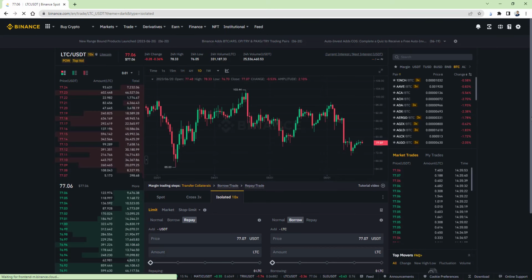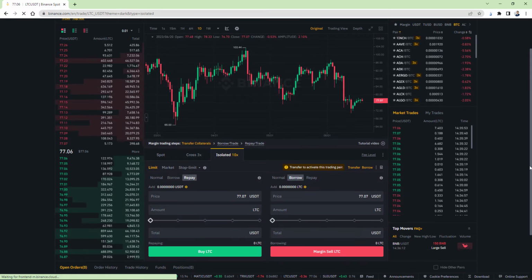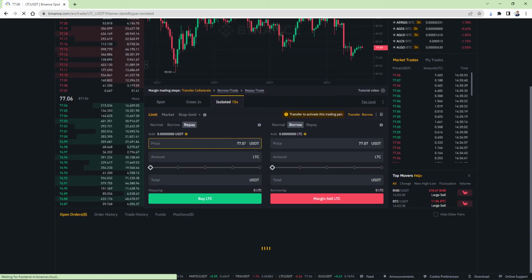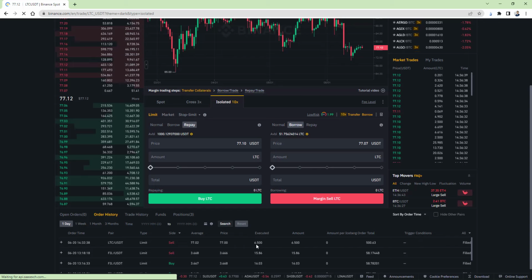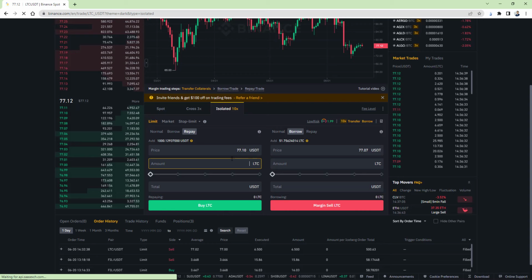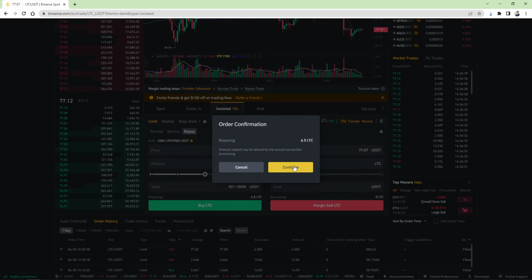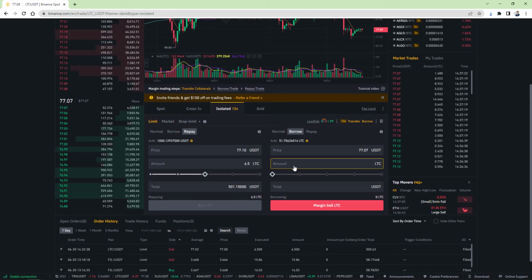Okay, here I am back in the trading interface. So what I want to do is buy it back. Price is at $77.07. Okay, I'm going to say I'm okay if I buy it back even as high as $77.10. Again, let's take a look at the positions that I have, 6.5. So I'm going to buy back 6.5 at $77.10, and repay my open position.